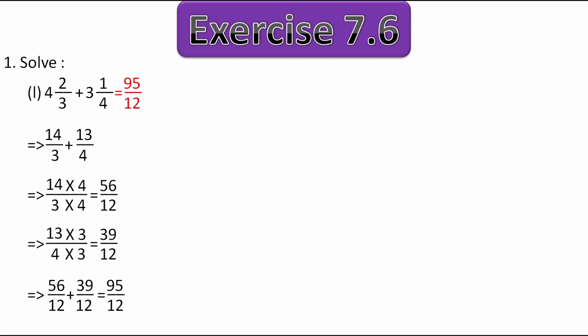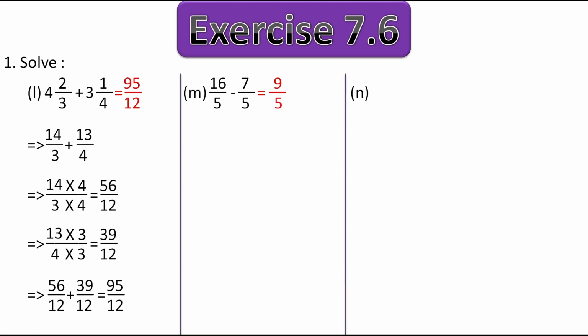Okay. Now next one I have M, that is 16 upon 5 minus 7 upon 5. Now here we have denominators same, so directly we can write the answer. 16 minus 7 give you 9, so 9 upon 5 is the answer.